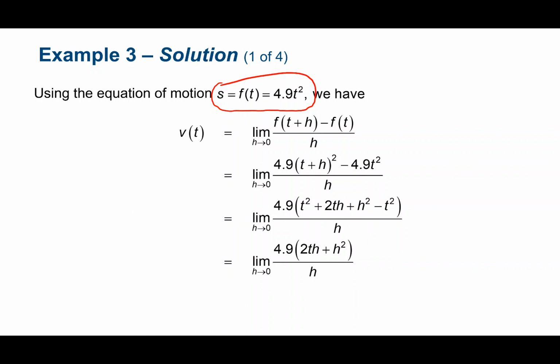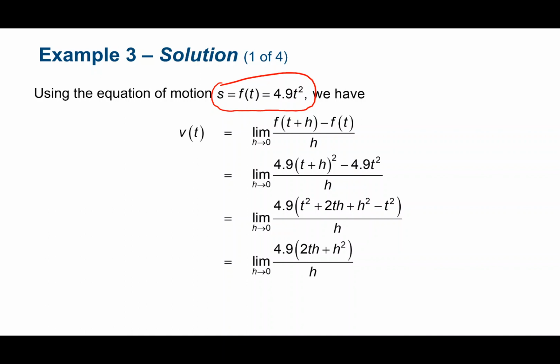Instead of writing this one down, we'll just walk through what we got in the slides. f of t plus h, all that means is we take t plus h and plug it in where t is in our position function. So we get 4.9 times t plus h squared. For f of t, we just get our function back. And then we have h on the bottom.